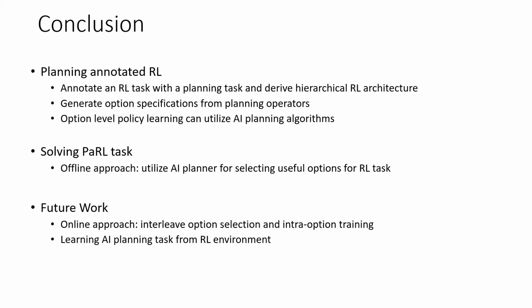We introduced the planning annotated reinforcement learning task and showed how to define a hierarchical reinforcement learning architecture by using an AI planning task. For intra-option policy function training, we can use any reinforcement learning algorithm. For option-level policy learning, we can utilize an AI planning algorithm to improve the sample efficiency. Note that there are no strict requirements on the AI planning task. In addition, if a model was available for the reinforcement learning problem, then we can also utilize state abstraction methods in AI planning to derive the annotating planning task.